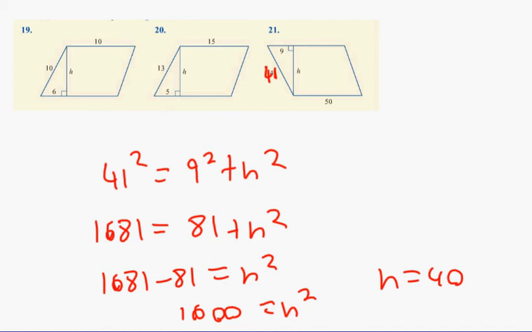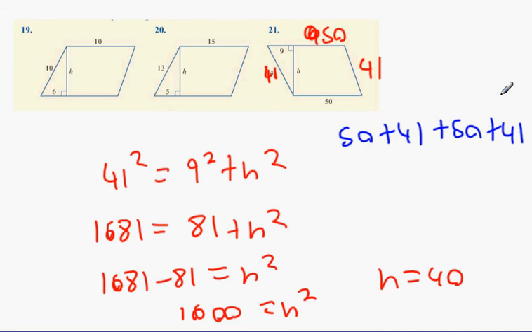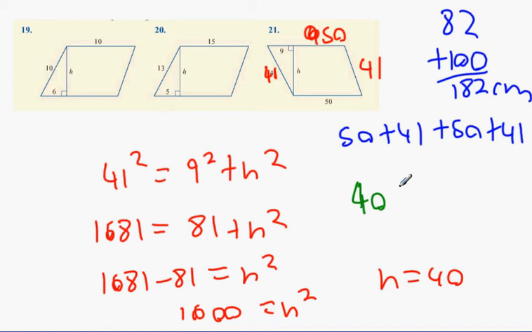Alright guys. Now, to find the perimeter of this, what we know is it's going to be 41 plus 50 plus 41 plus another 50. It's going to be 82 plus 100, and that will get me 182 centimeters. Is that right? The area as well. And what's the area? The area is going to be the base by the height, which is going to be 40 times 50, and that gets us 2000 centimeters squared. Okay.